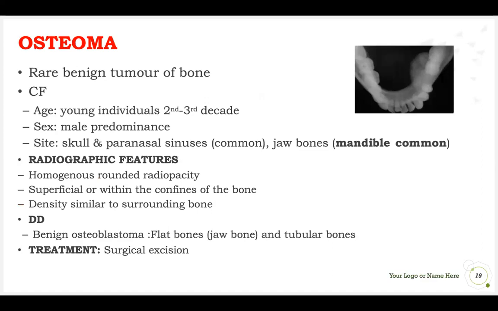Next is osteoma. It is a rare benign tumor of bone. The main clinical features include a male predominance, and usually in the skull region, it is seen more commonly in the mandible. Radiographically, it is seen as a homogeneous, rounded radiopacity, superficial or within the confines of bone. Density is very similar to that of the surrounding bone. We need to differentiate this from benign osteoblastoma.